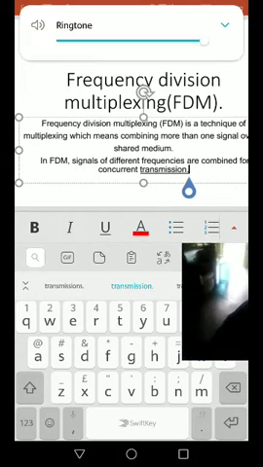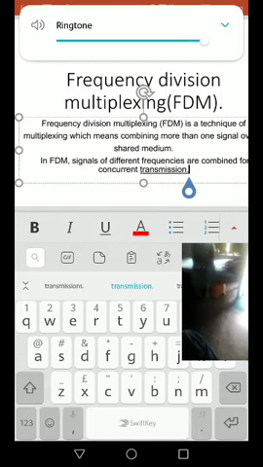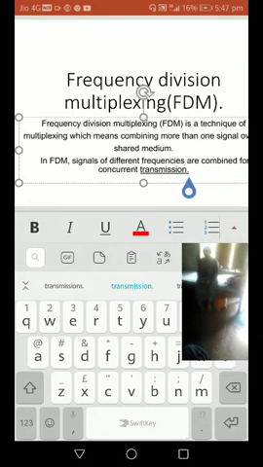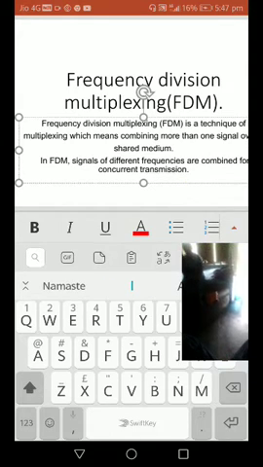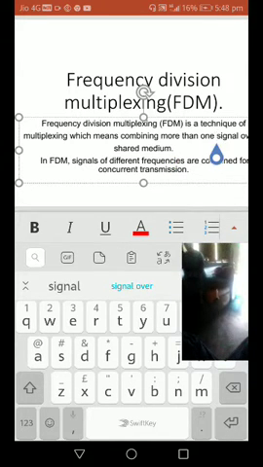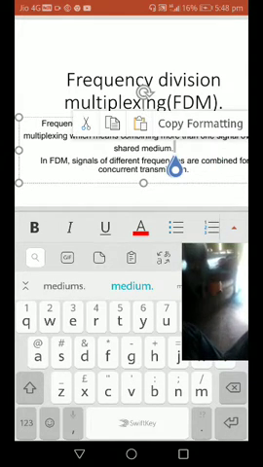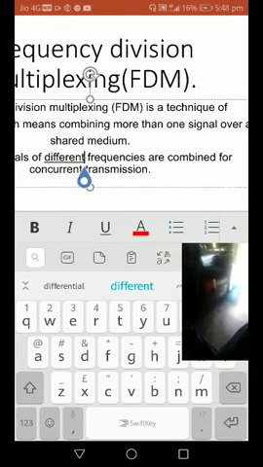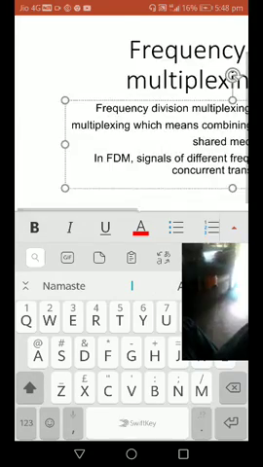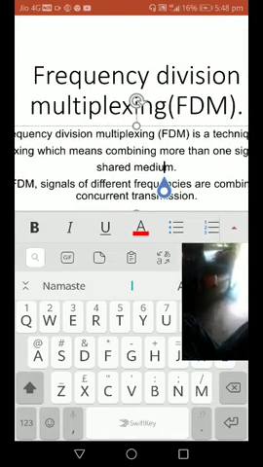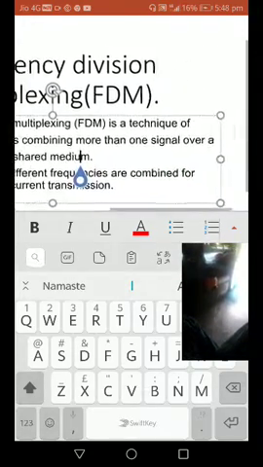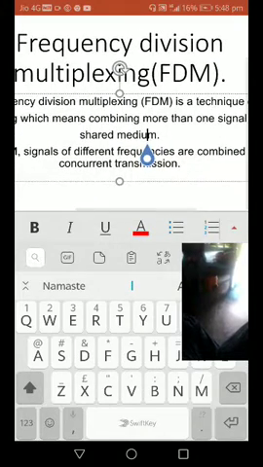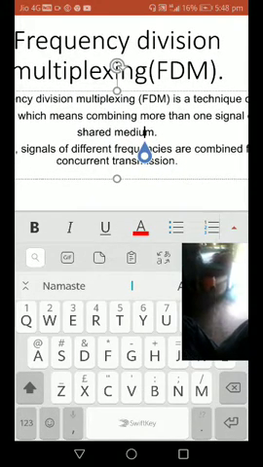Frequency division multiplexing is a technique of multiplexing, which means combining more than one signal over a shared medium. This is called frequency division multiplexing.